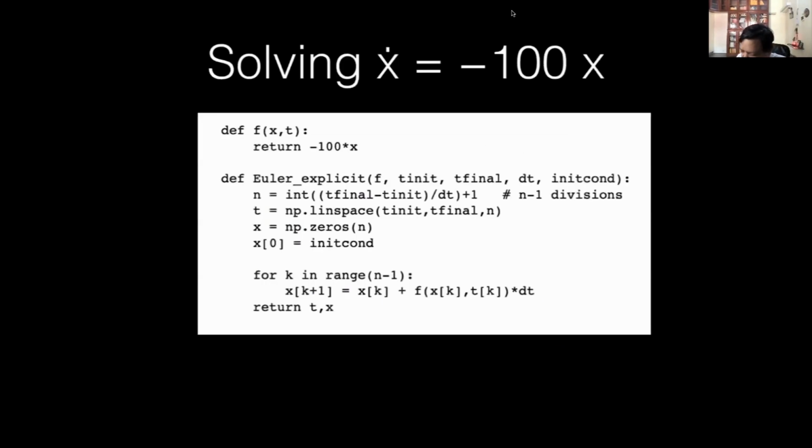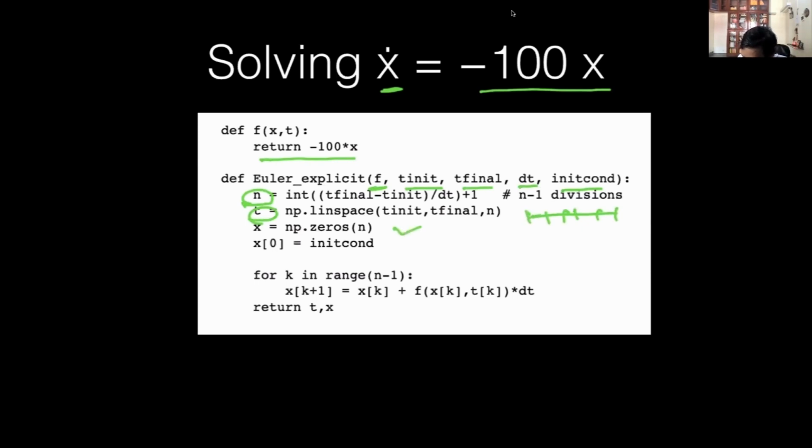So I have this function. I want to integrate this. X dot is minus 100x. I know the exact solution, but still I want to do it by a numerical scheme. So by definition of the function, Euler explicit is f, t init, t final, dt, initial condition. Okay. Now the number of steps is here, and I discretize t like that in n steps.